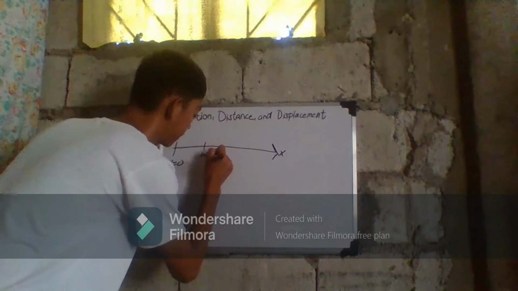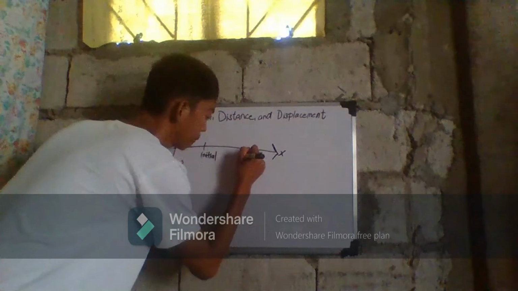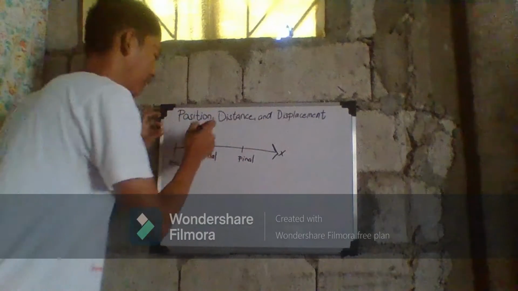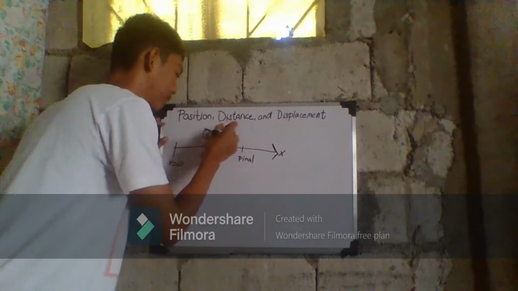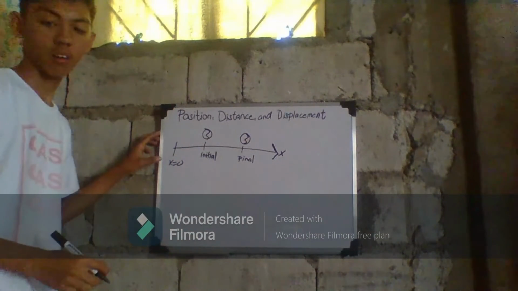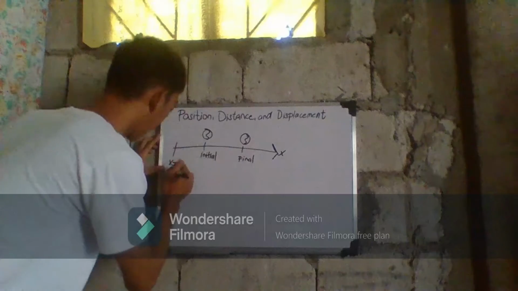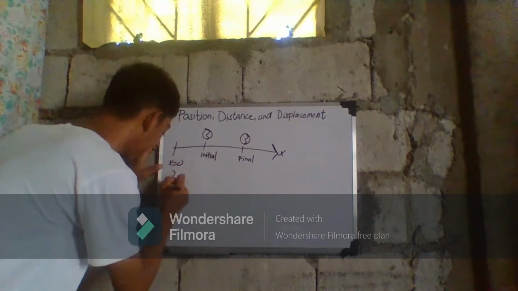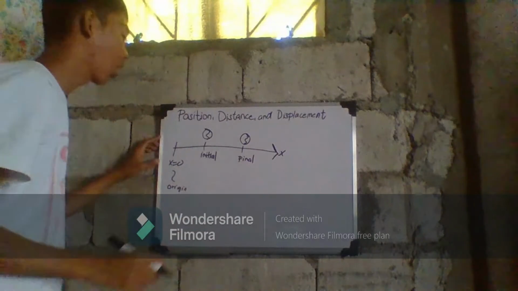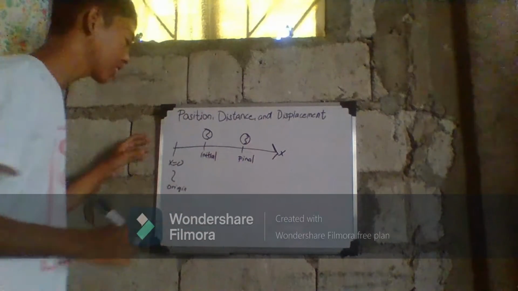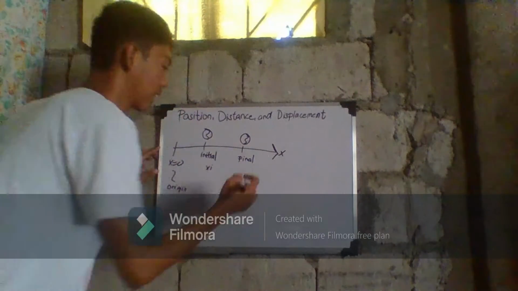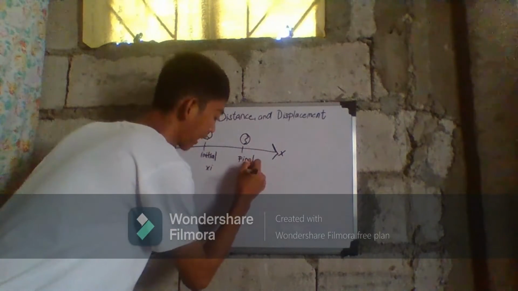Initial. Final. So, we have an object here. That's our X equals 0, that is the origin. So, initial position is defined as X sub I, then final position is defined as X sub F.